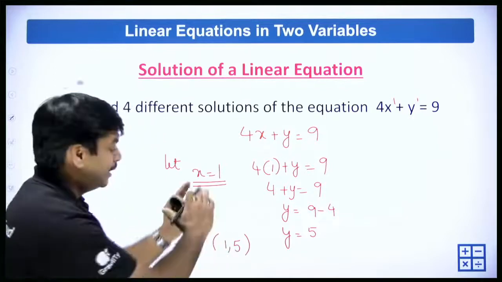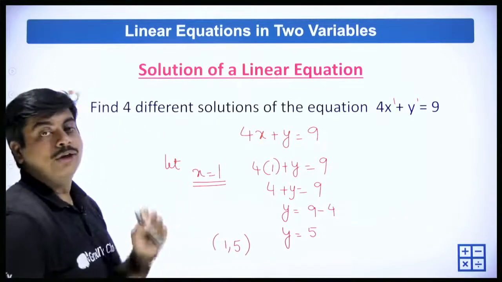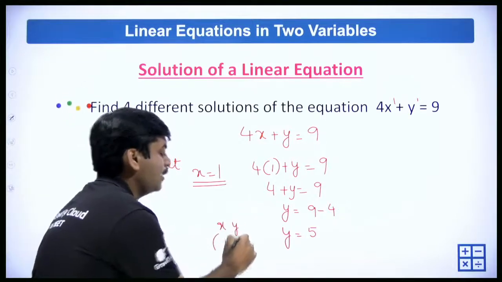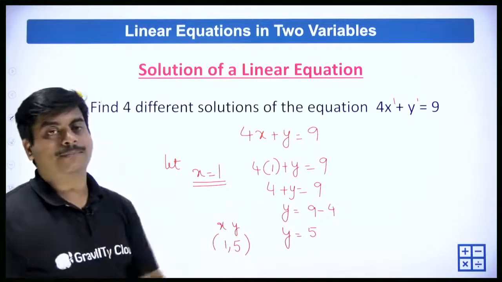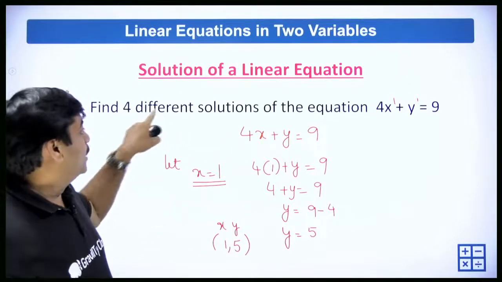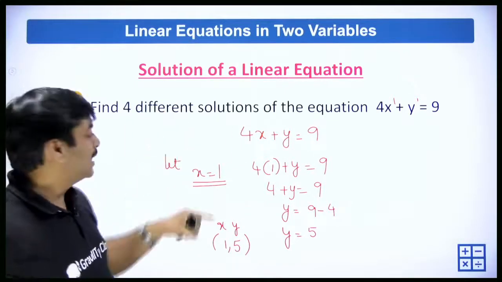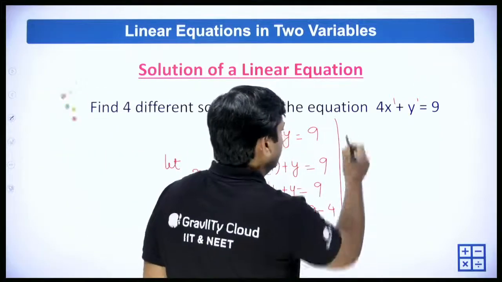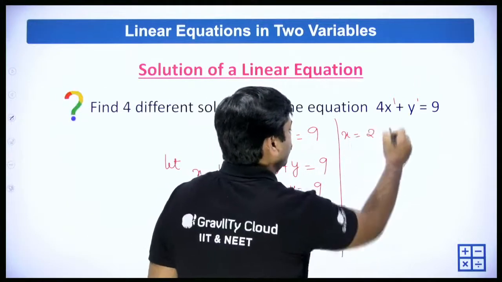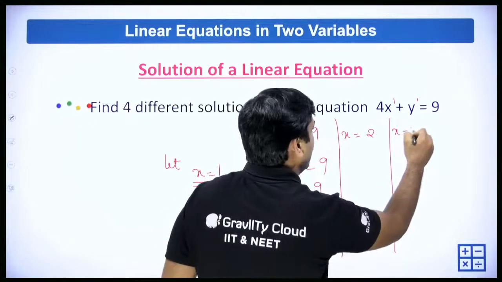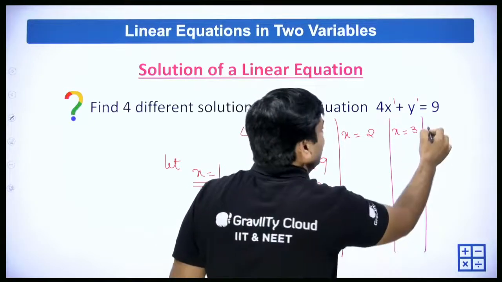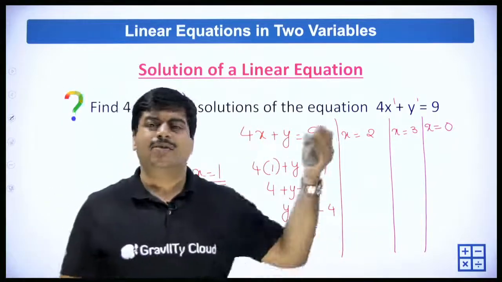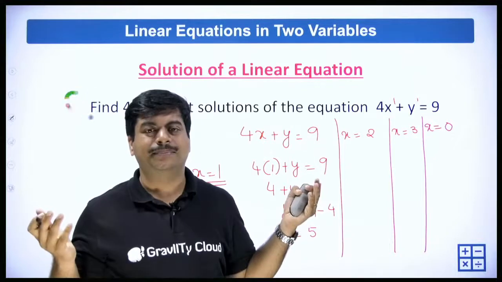We represent that in brackets, as an ordered pair. The first one is the x value and the next one is the y value. So 1, 5 is one solution. The question asks for 4 different solutions. So I start with x equal to 1. You start with x equal to 2. Ask your friend to start with x equal to 3. One more person who is more creative can also start with x equal to 0, x equal to minus 1, x equal to minus 2. There are a lot of cases there.